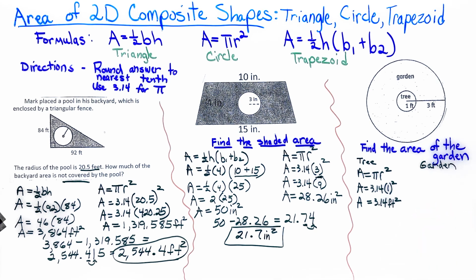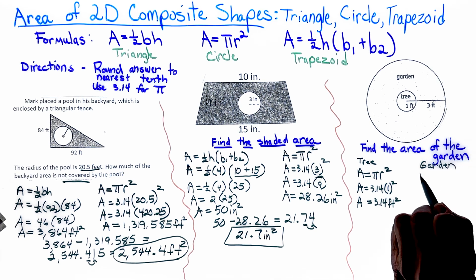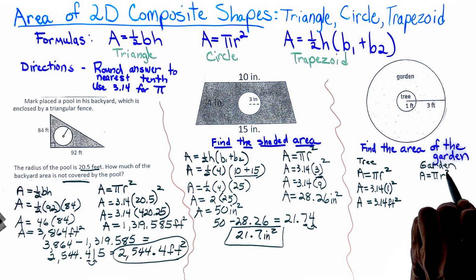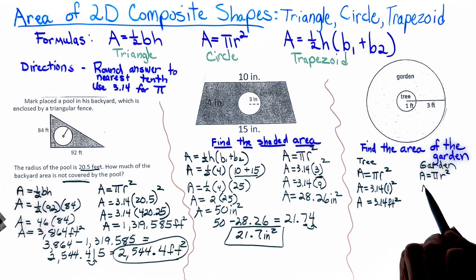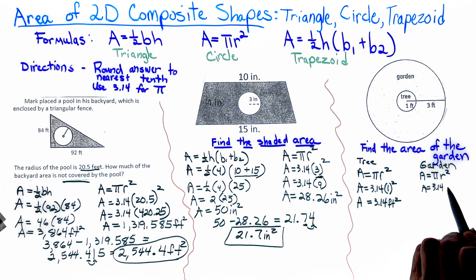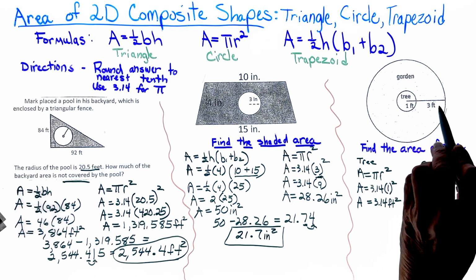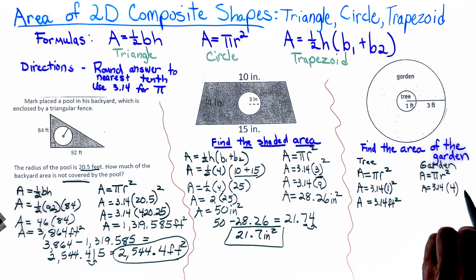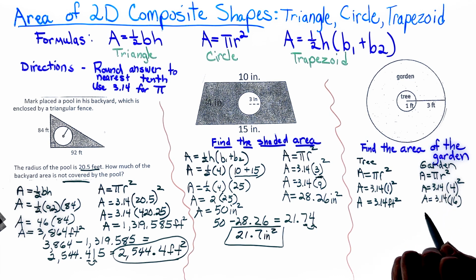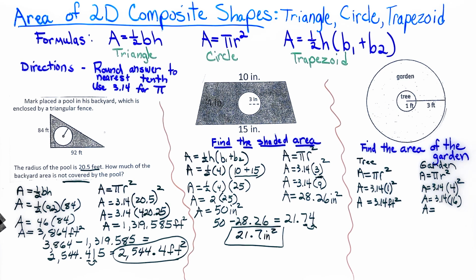Okay, so now I've got to find the area of the whole garden, and then we're going to have to do a little subtraction problem. So again, area is equal to pi r squared. And I want you to realize this is area is equal to 3.14. And again, our radius is this 1 plus 3 more. It is a 4 squared. Well, we know 4 squared is 16, and we're going to have to multiply that by 3.14. So the area for the garden is 50.24, and that is in feet squared.